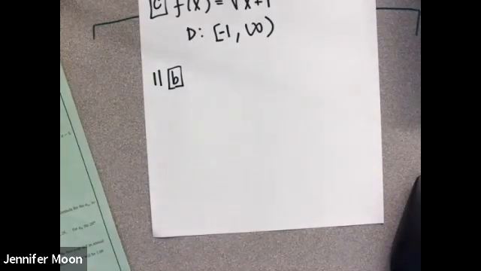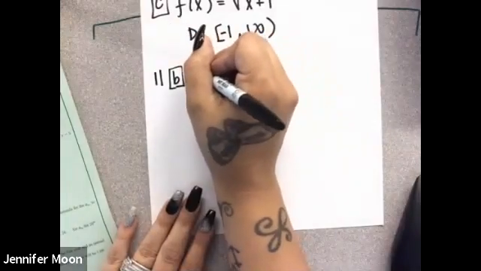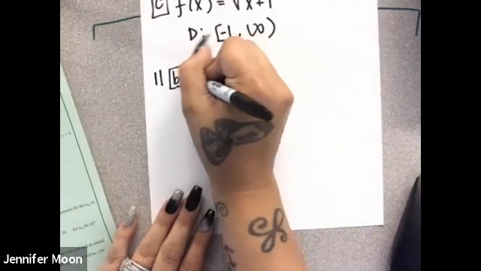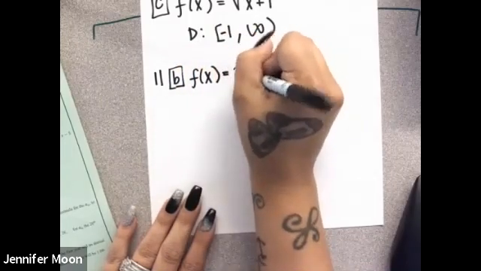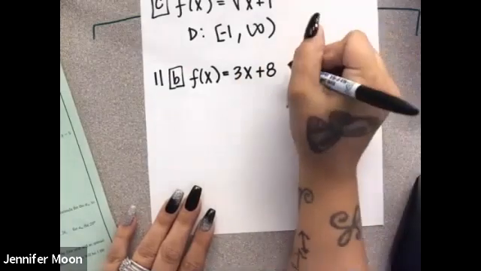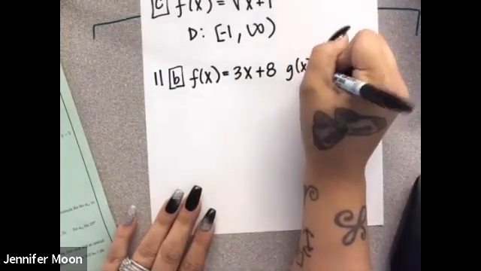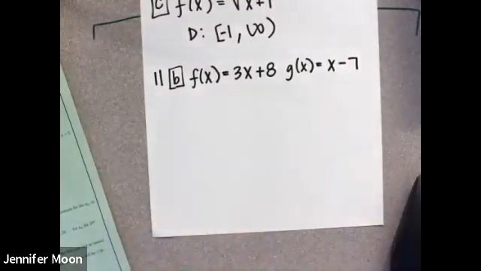So quite literally, you're going to use the functions that they give us, and then there's just a bunch of algebra. Not even really a bunch, but there's enough that you need to make sure you can solve them. For my b, I have f of x equals 3x plus 8. And then for my g of x function, I have x minus 7.